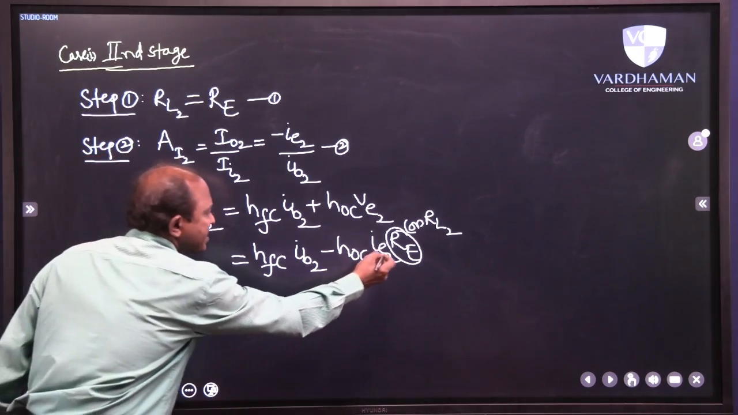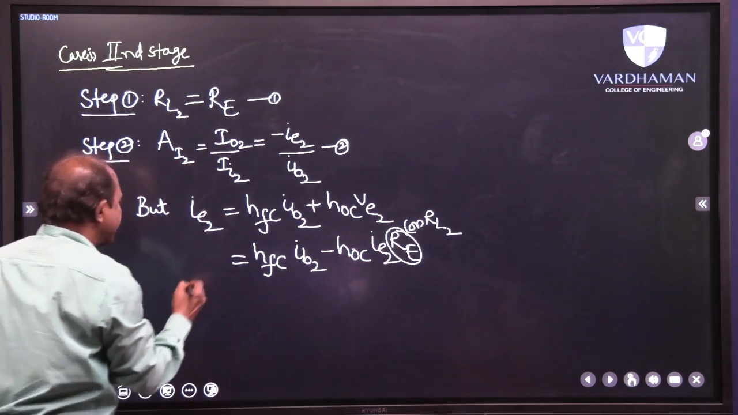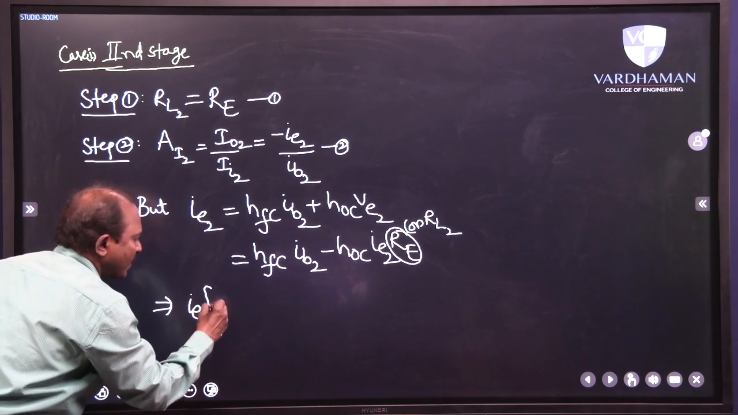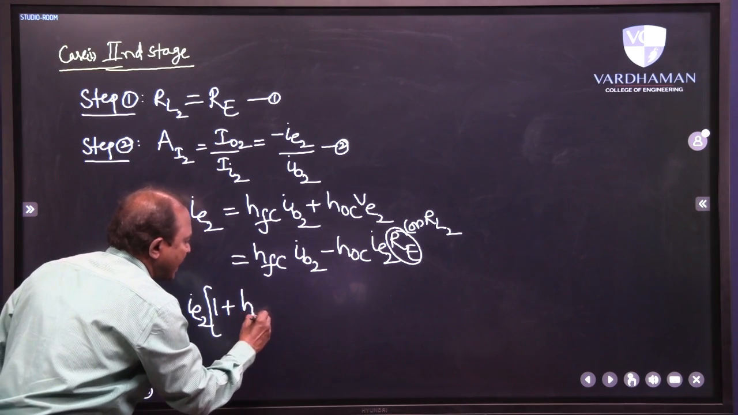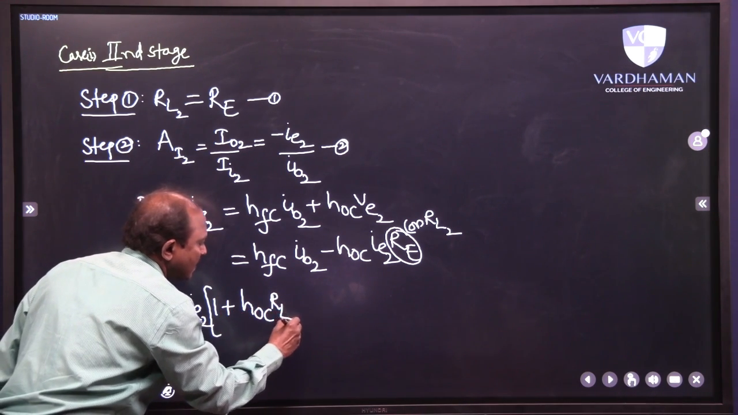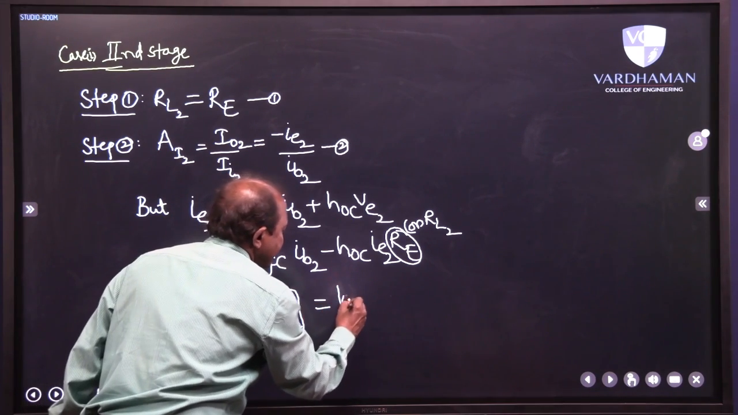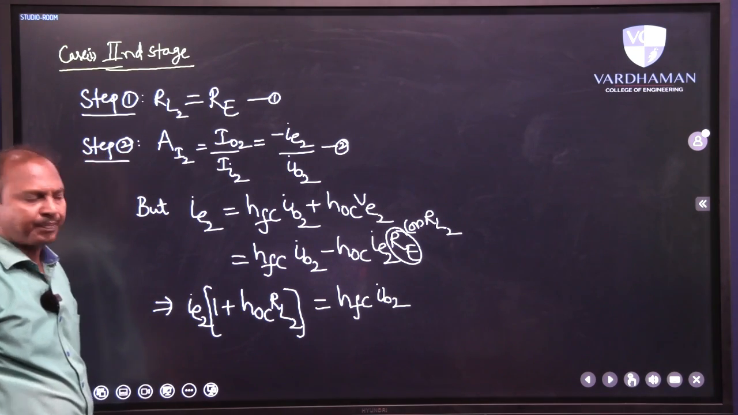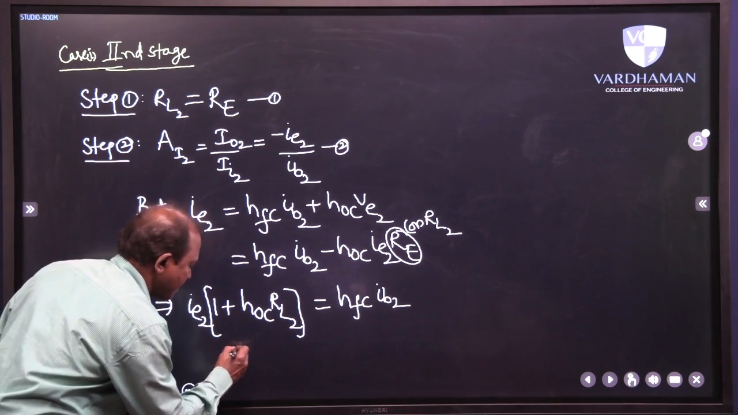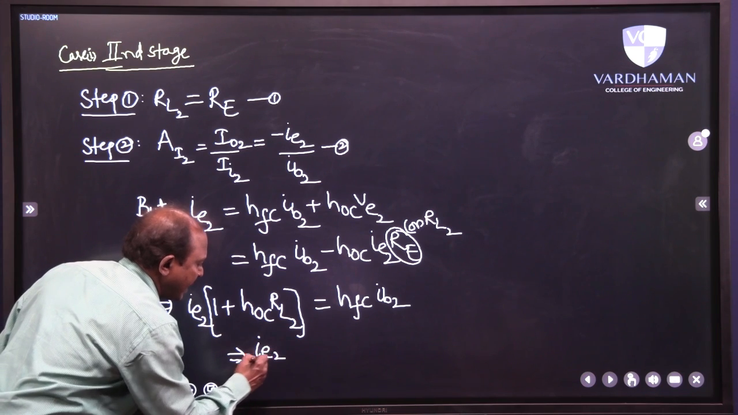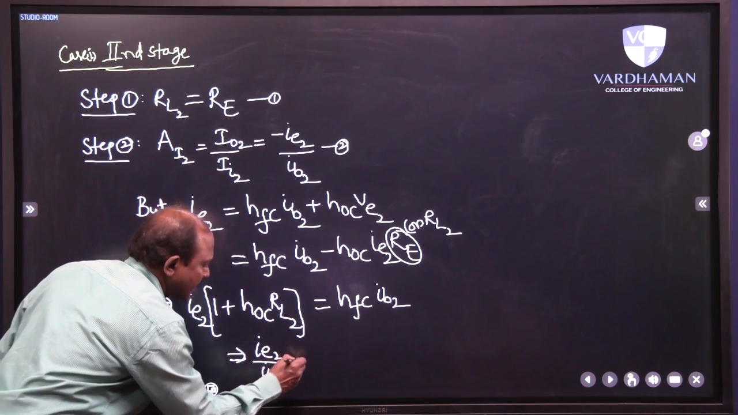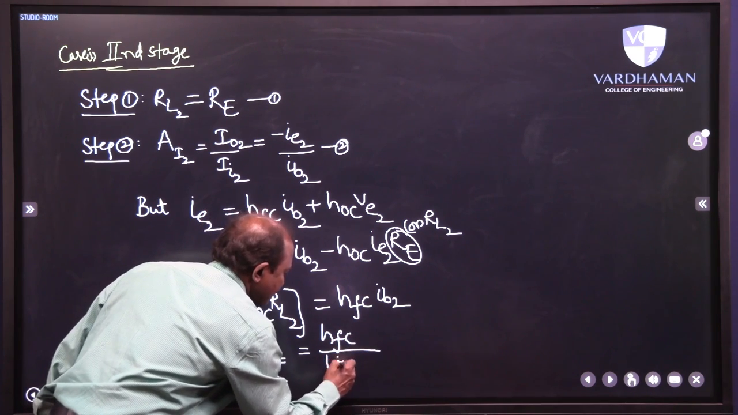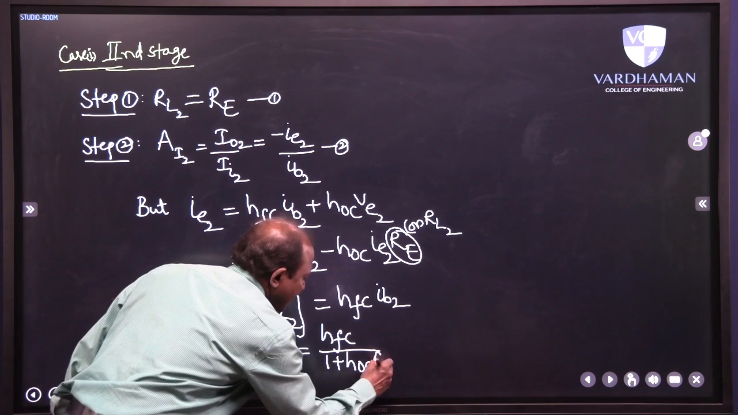Then bringing this HOC IE2 RL2 to the left hand side and taking IE2 common, you will get IE2 into (1 plus HOC RL2) equal to HFC into IB2. From this, IE2 by IB2 equals HFC by (1 plus HOC RL2).